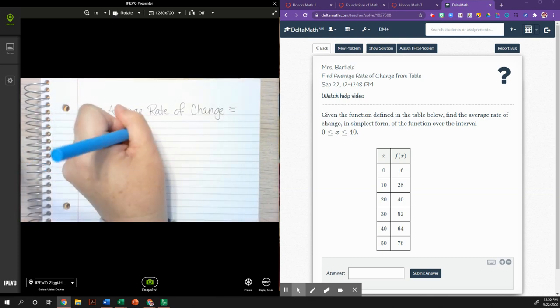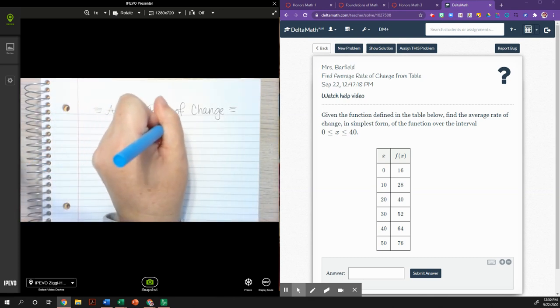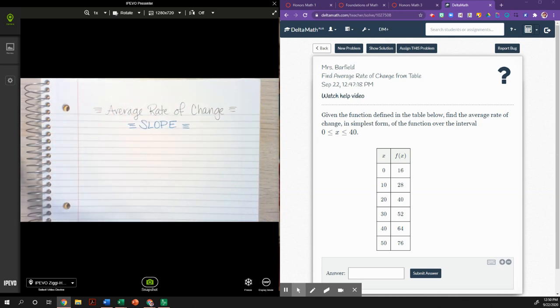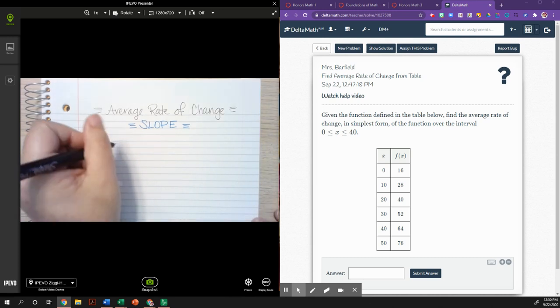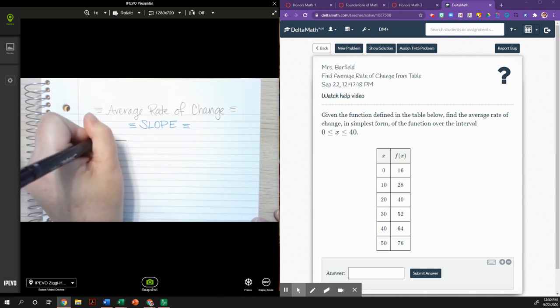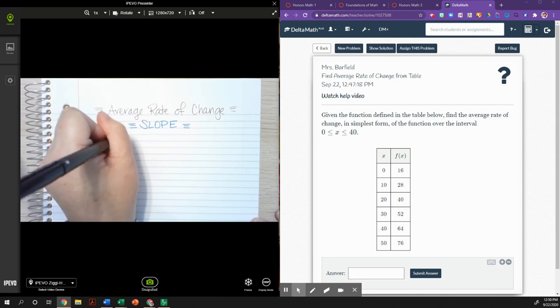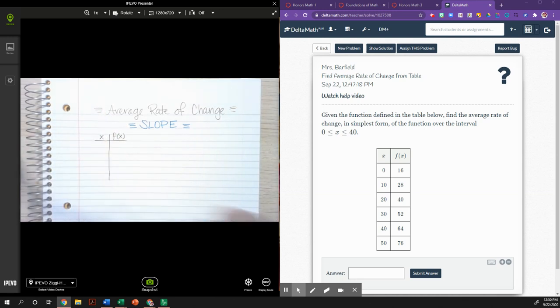It is slope. The average rate of change is slope. So when I'm looking at this particular example from this table and it says find the average rate of change, they want to know how the x values are changing from 0 to 10 and how that is affecting the y values. So if I just recopy the table, x and then f of x, and remember from our previous videos that was y.